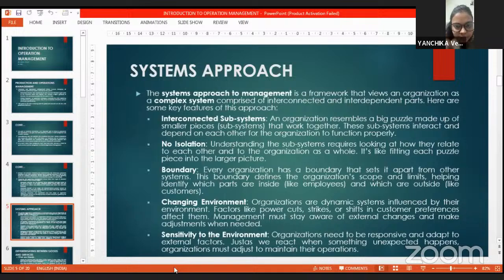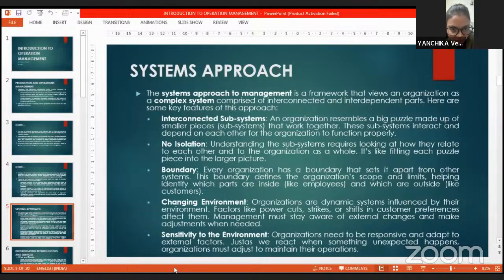Interconnected subsystems. An organization resembles a big puzzle made up of smaller pieces, subsystems that work together. These subsystems interact and depend on each other for the organization to function properly. No isolation. Understanding the subsystems requires looking at how they relate to each other and the organization as a whole. It's like fitting each puzzle piece into the larger picture.